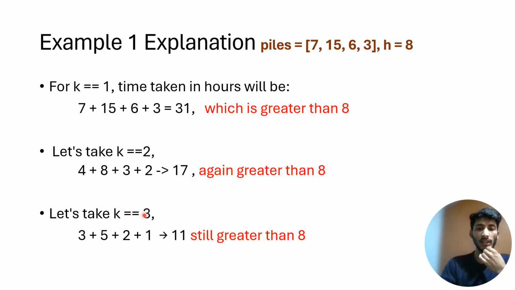Now let's move on to k equal to 3. Now when we have k equal to 3, again what we are going to do is find out how many hours it will take for eating 7 bananas.